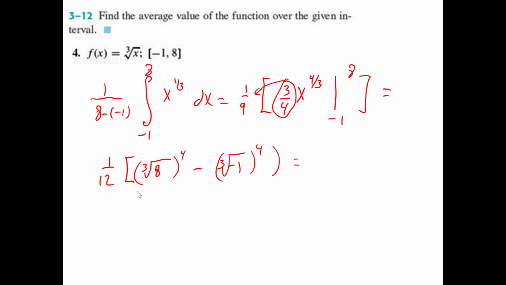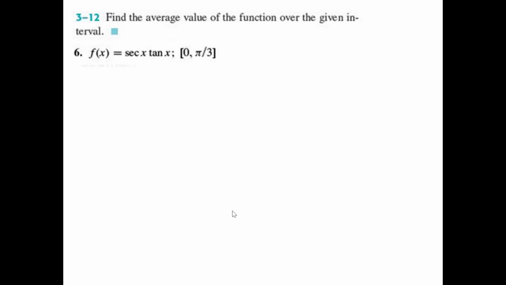The cube root of 8 is 2, raised to the 4th power is 16. The cube root of negative 1 is negative 1, raised to the 4th power. Since it's an even power, it will be a positive 1. And so you will get 15/12. The average value of this function is exactly 15/12. Let's move on.